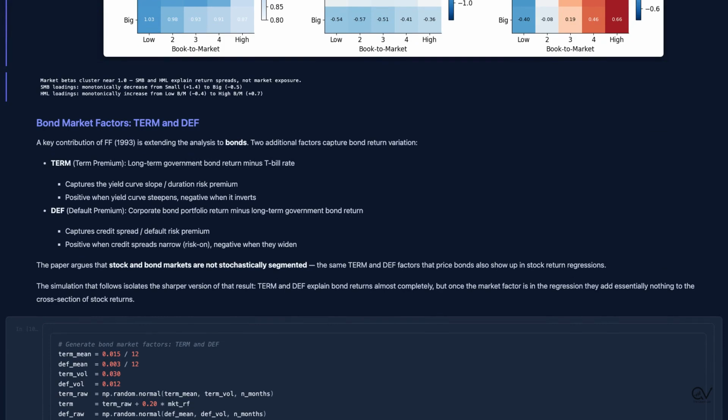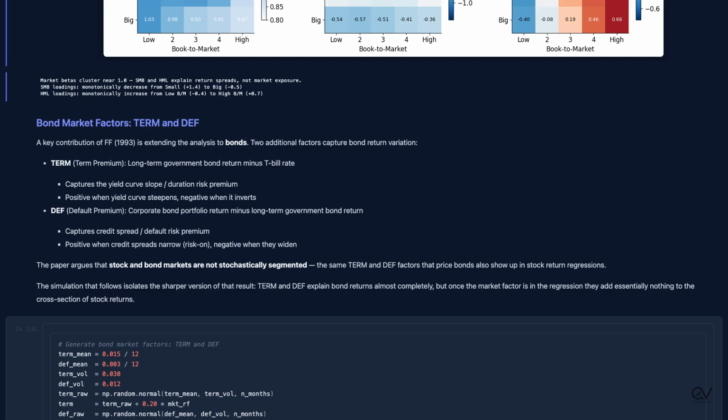Now we get to a part of the paper that most people overlook, the bond market factors. Remember, the paper's title is Common Risk Factors in Stocks and Bonds. The authors introduce two additional factors. TERM, the term premium, is the return on long-term government bonds minus the T-bill rate. It captures duration risk and yield curve dynamics. DEF, the default premium, is the return on corporate bonds minus government bonds. It captures credit spread risk.